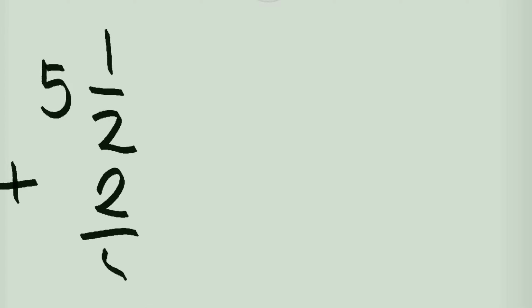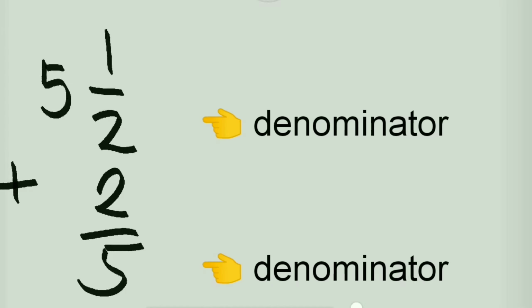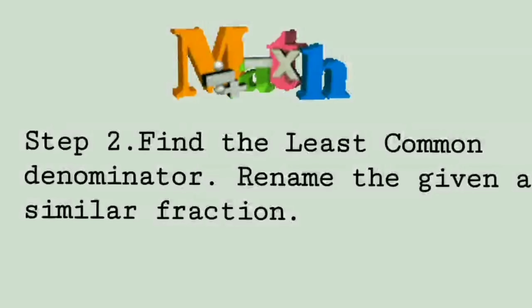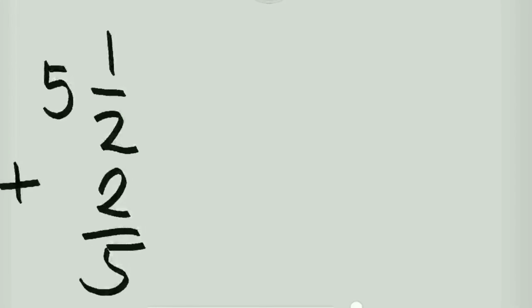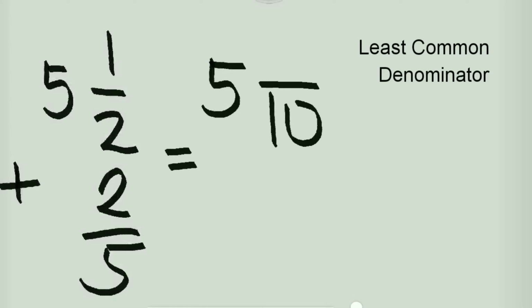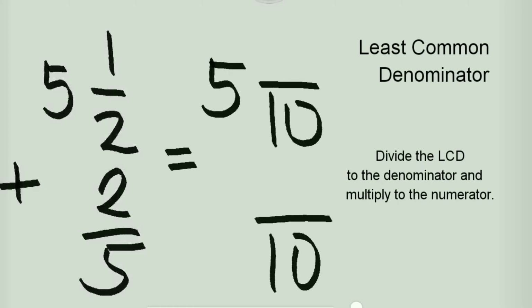5 and 1/2 plus 2/5. The denominators are not the same. So we have to find the least common denominator and rename the given as similar fractions. Just copy the whole number, which is 5, and find the LCD of 2 and 5, which is 10. To rename the given as similar fractions, divide the LCD by the denominator and multiply by the numerator.